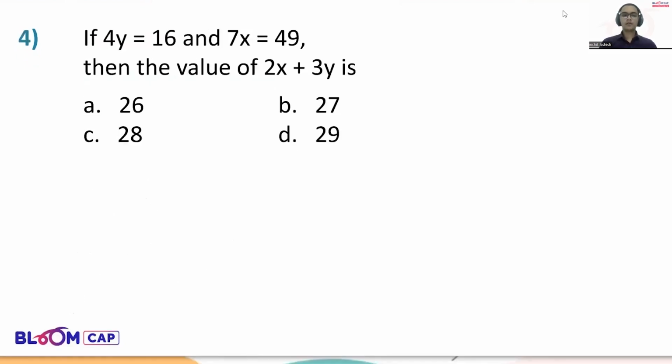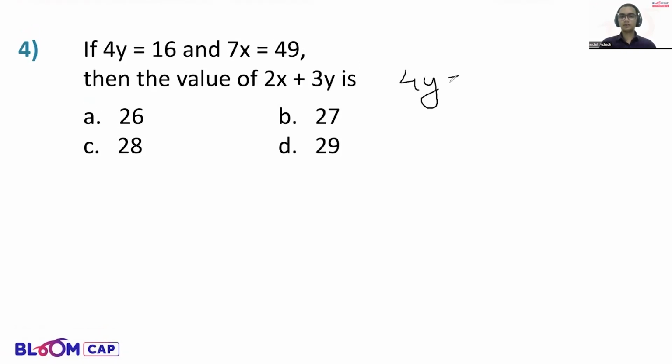If 4y is equal to 16, 7x is equal to 49, then the value of 2x plus 3y is. Okay. So what can we do here is, 4y is equal to 16. What is the value of y then? y is equal to 4. How did we get that? We simply divided 16 by 4. Right? Now 7x is equal to 49. Then what is the value of x? It's 49 by 7. Therefore, x is equal to 7.